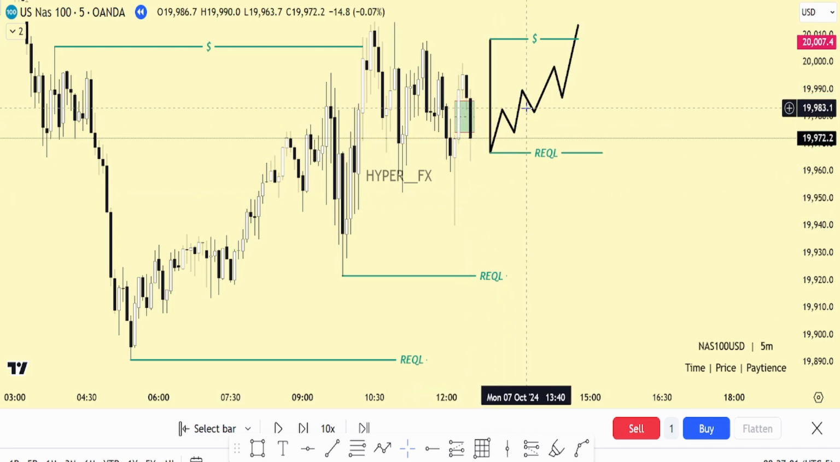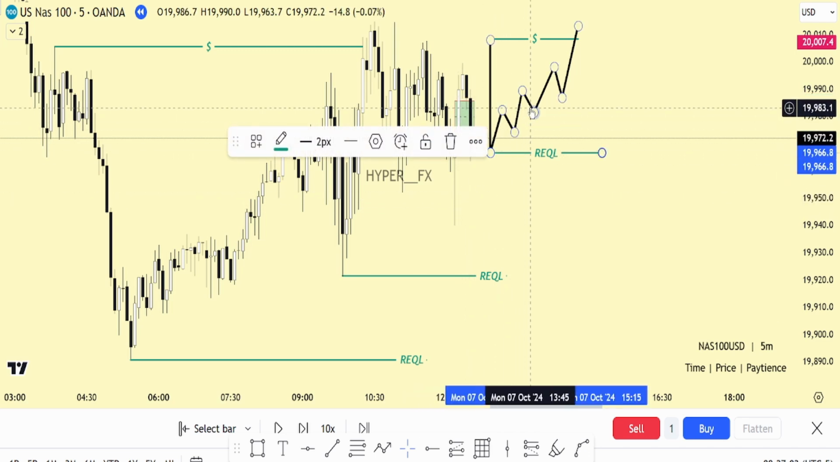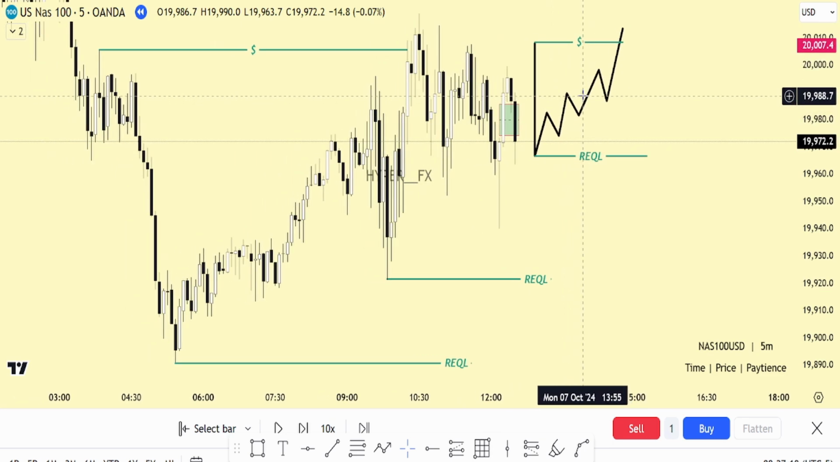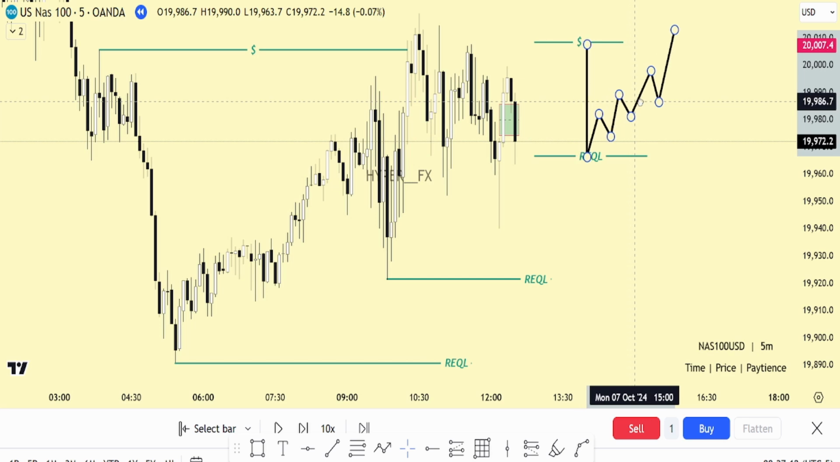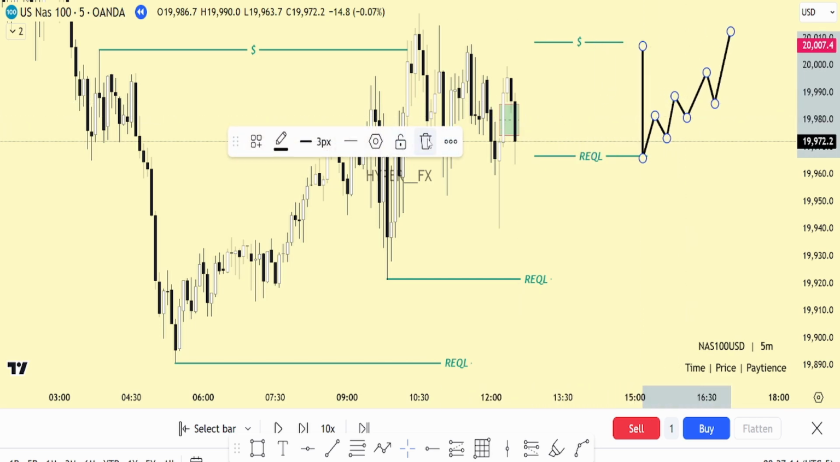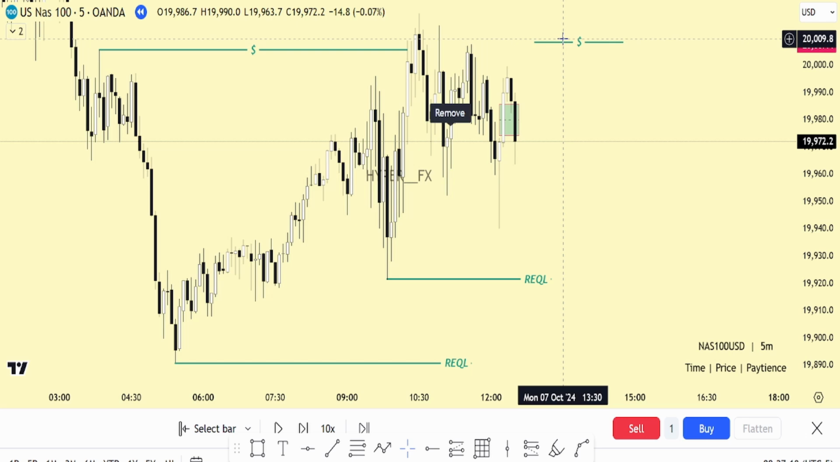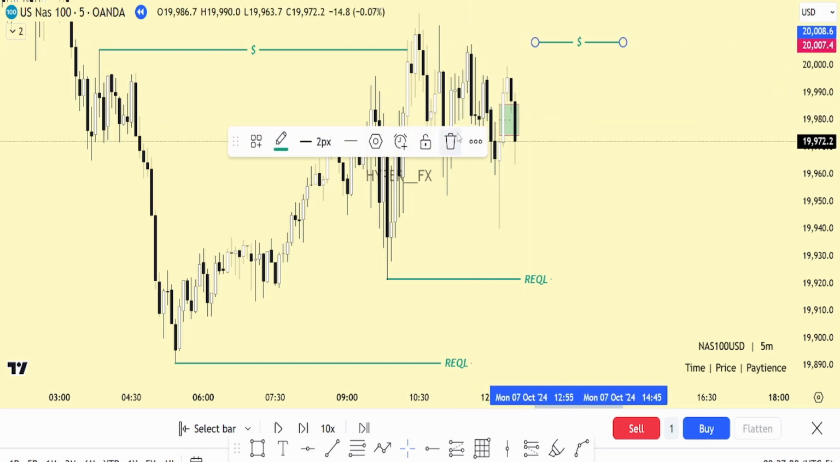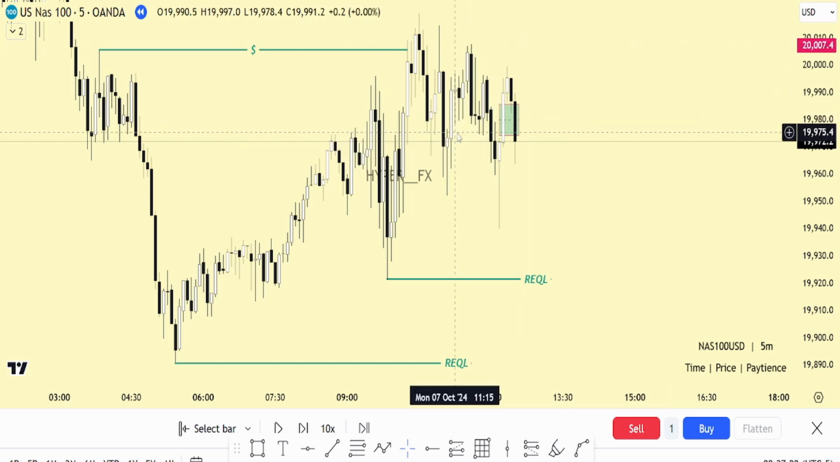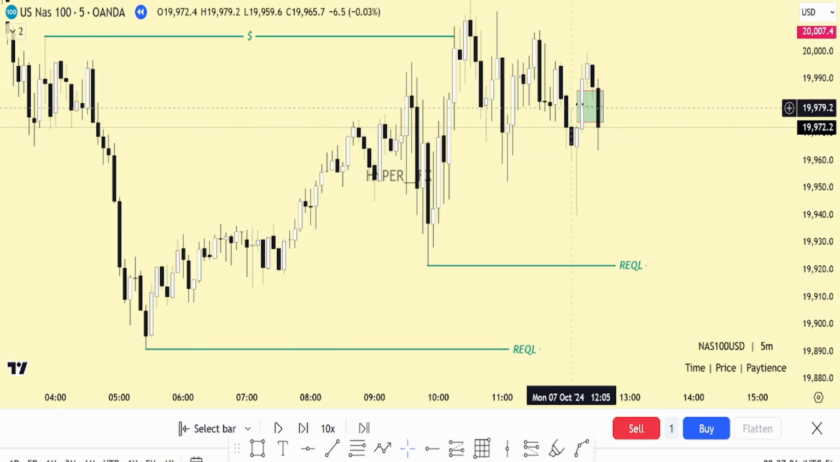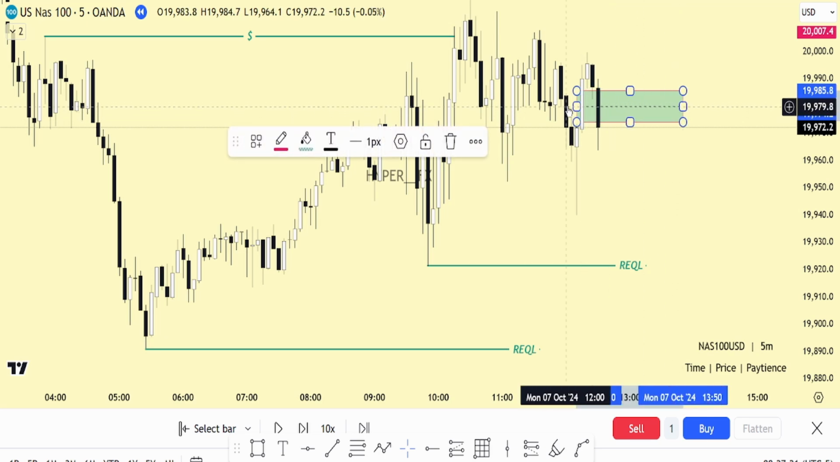Let me just delete this one and delete this one too, and delete this one too. So we have our inversion fair value gap. It was not easy for price to give us this one.